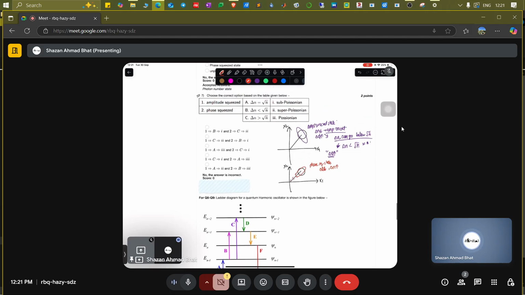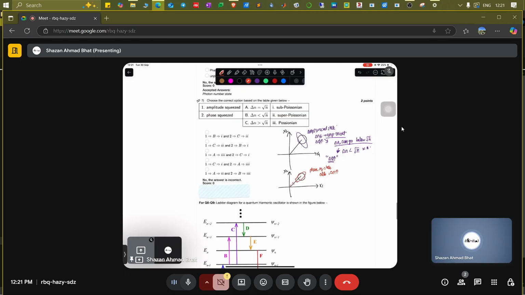And now what has happened because of it? Because the photon number statistics is only defined in terms of delta n, the number of photons, you have to see what is happening to the average number of photons. The uncertainty in the average number of photons here increases. That means your delta n can go above the square root of n value.